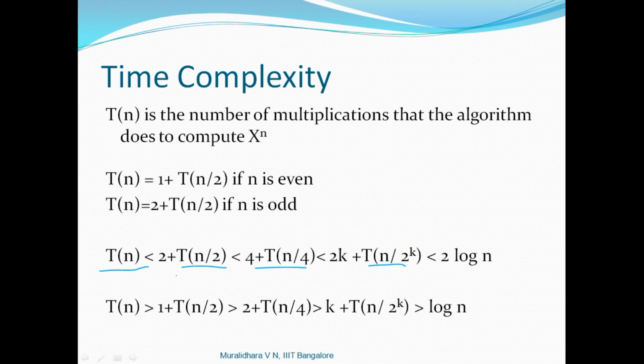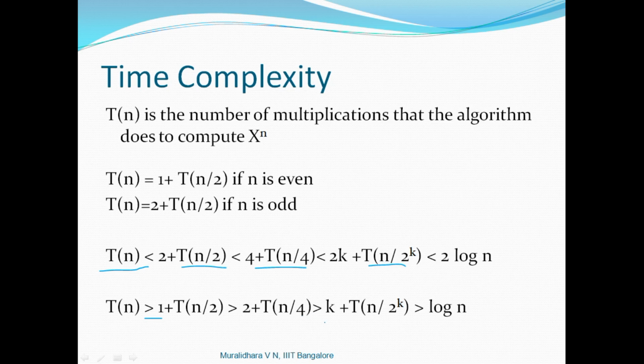So now let's try to compute the lower bound for this. T of n can be written as greater than 1 plus T of n by 2, because it's either 1 or 2, so we can always write that T of n is greater than 1 plus T of n by 2. If I apply the same recursion, T of n by 2 can be written as 1 plus T of n by 4. So it becomes 2 plus T of n by 4.